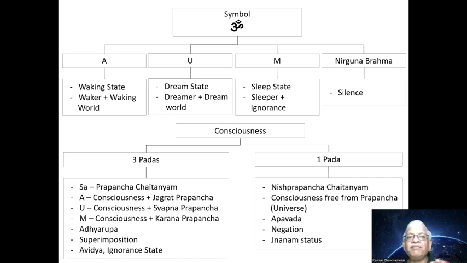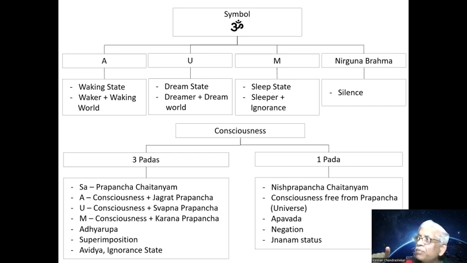A represents the waking state. U represents the dream state. Ma represents the sleep state. In the waking state, what happens? The waker and the waking world is there. In the dream state, what is there? Dreamer and the dream world. In the sleep state, the sleeper and the sleep ignorance. The self-ignorance in sleep. What is that silence represented by Om?